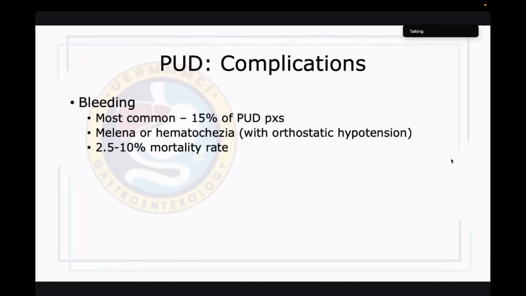Sometimes the bleeding may be massive, and instead of melena, patients may present with fresh blood stools or hematochezia. And when hematochezia is the presentation of patients with suspected upper GI bleeding, there are usually accompanying signs of hemodynamic instability like hypotension, tachycardia, or orthostatic hypotension. The 30-day mortality rate for patients with bleeding peptic ulcer is 2.5 to 10%.